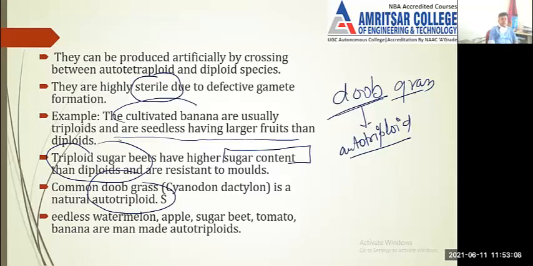Diploids are fertile, but triploids are sterile. So you can grow them only one time. You cannot grow them many times. So always you have to take new cultures, new seeds.